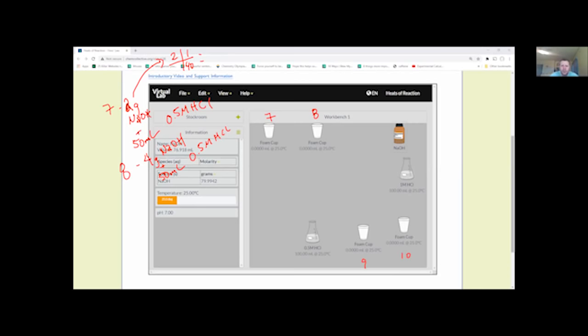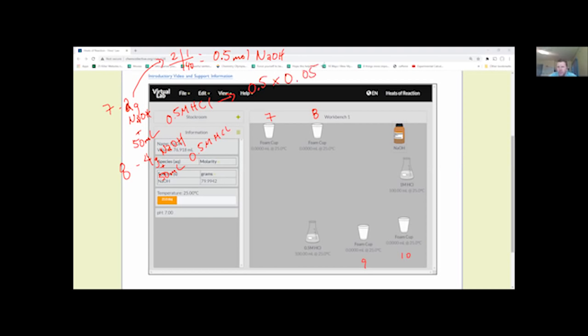Calculator. 2 divided by 40. Got 0.5. So I'm talking about 0.5 moles NaOH. Okay, sounds good. Now we've got 50 milliliters of 0.5 molar HCl. So that would be 0.5 times 0.05.